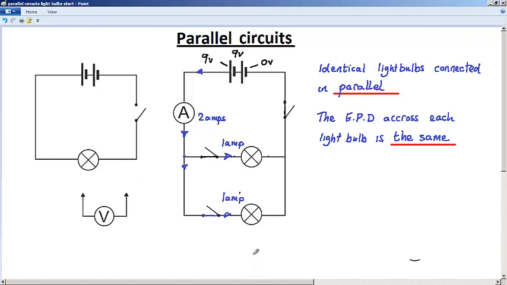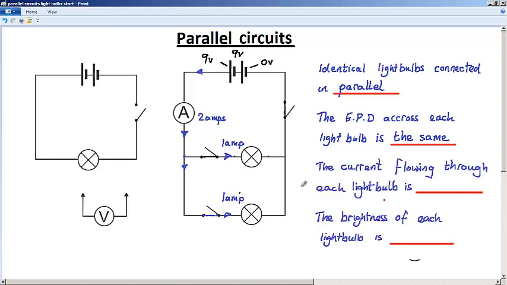You can see a video of this in the Watch and Learn section under Electricity 2, where we connect light bulbs in parallel and compare that with when we connect light bulbs in series. So to summarise, when identical light bulbs are connected in parallel, we can say that the current flowing through each light bulb is the same.